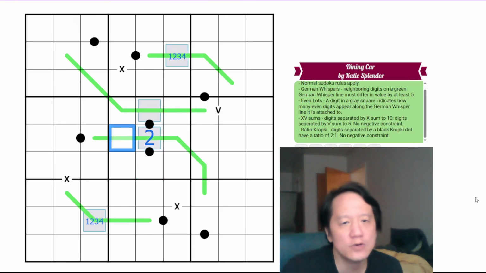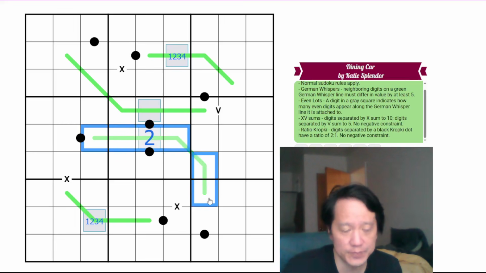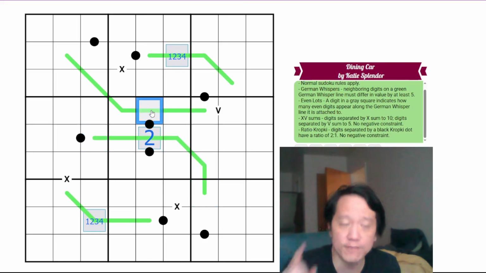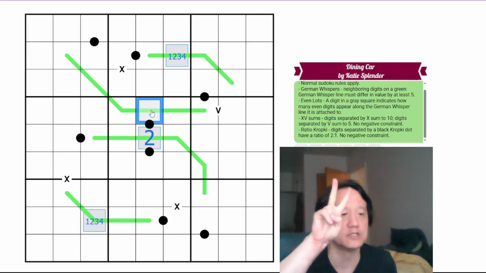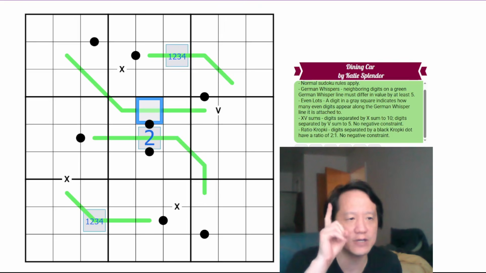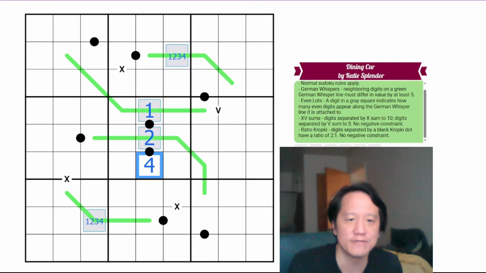And 2 means there's 2 even digits on this whisper 5 line. Well, 2 is in a 1 to 2 ratio with 1 and 4. Again, 4 cannot be next to 2 unique digits on a whisper 5 line. It only can be next to 1 unique digit on a whisper 5 line. So this can't be 4 here, it's 1, which makes that 4 there.